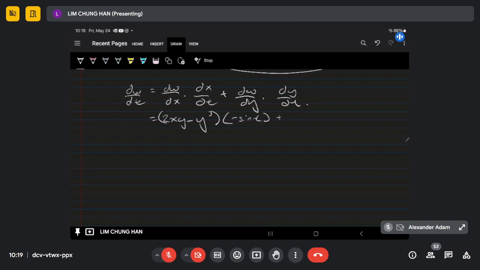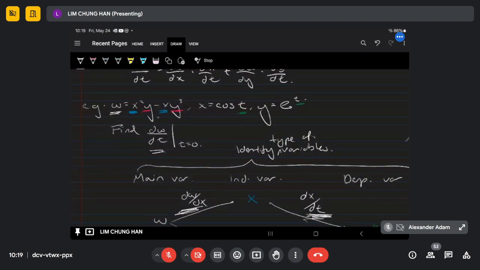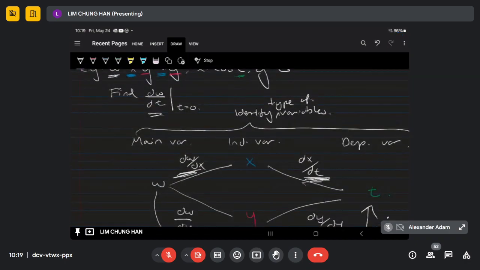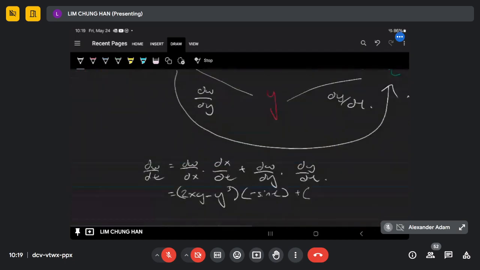Okay. Someone give me dw dy. So differentiate w again, but against y. What do you get? The first one, x squared y, dw dy becomes x squared. Minus 3y squared x. Correct. Very good.